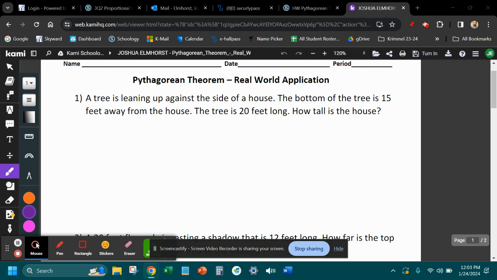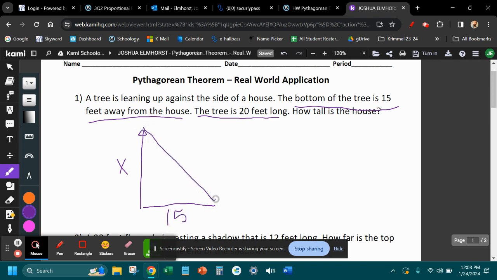So we got a tree leaning up against the side of the house. The bottom of the tree is 15 feet from the house. The tree is 20 feet. How tall is the house? So the question mark is how tall is the house? We could put X in there. So the bottom of the tree is 15.